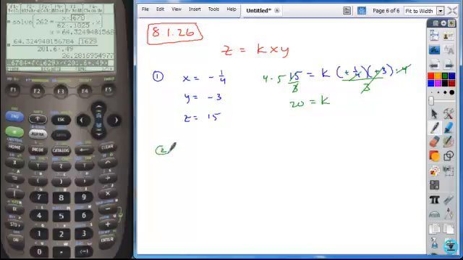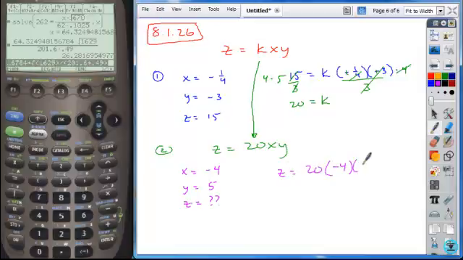Okay, step two, I'm going to use that constant. I'm going to plug it back into my general equation. So I'm simply going to plug in the 20 where the k goes. And now, to continue, I'm going to evaluate what the problem asked for. The problem asked me to plug in a negative 4 for x, a 5 for y, and it asked me what is the z value when that happens. So I'll use this equation: z is equal to 20 times negative 4 times 5. And so 5 times 20 is 100, times negative 4 gives me negative 400 as my value.